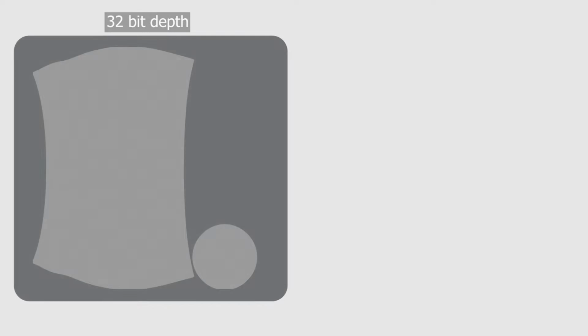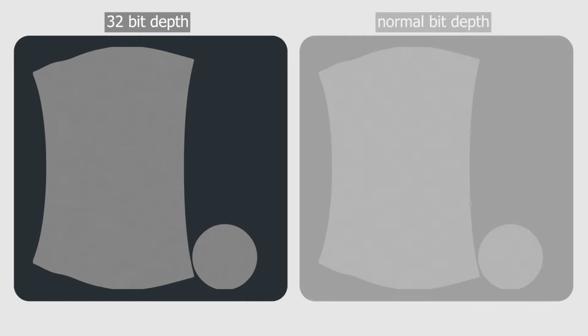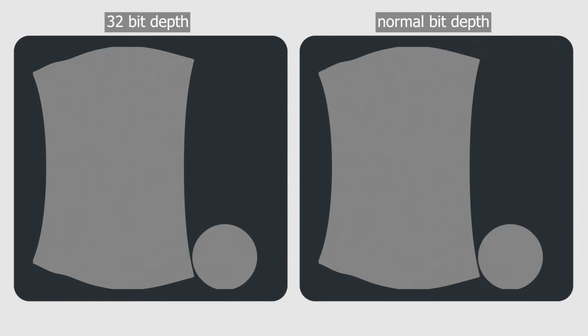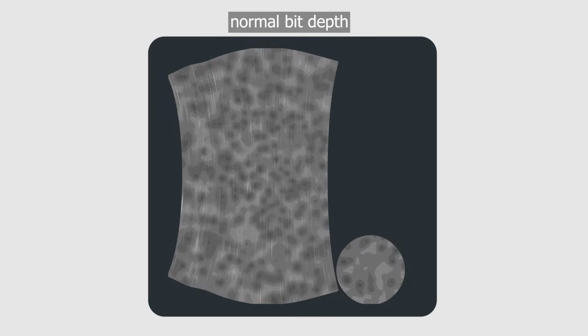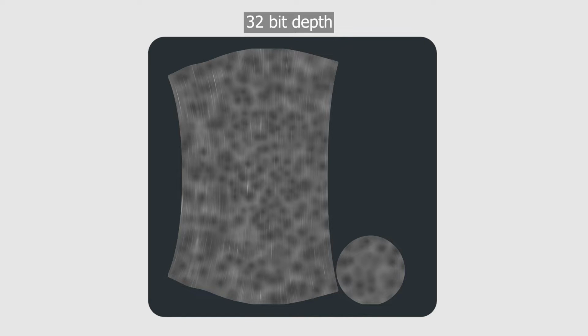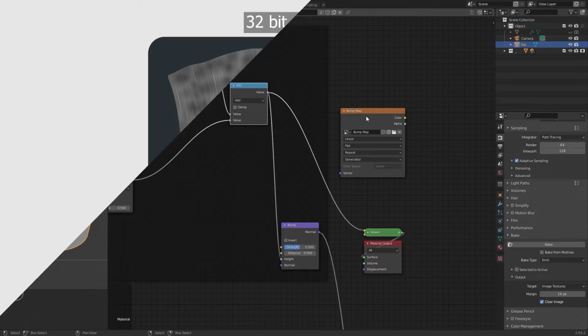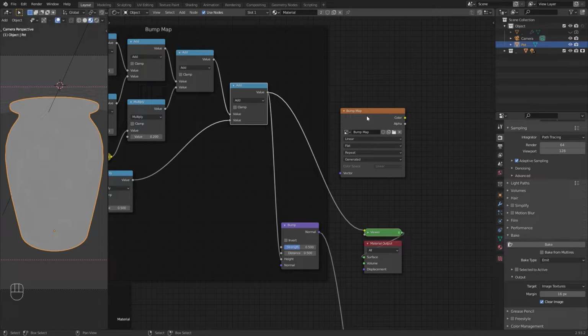This is the bump map now we baked. And this is the same bump map without enabling the 32-bit float option. You can see the difference. This one without enabling the 32-bit float option is messed up here. That is why we use 32-bit float images to bake this kind of map. Okay, now we have baked all the color, roughness, metallic and bump maps in this procedural material.